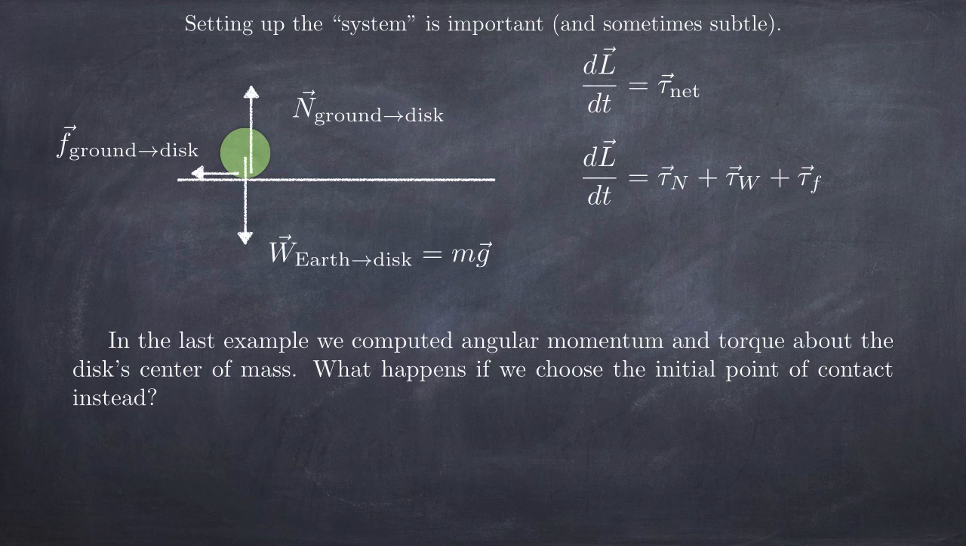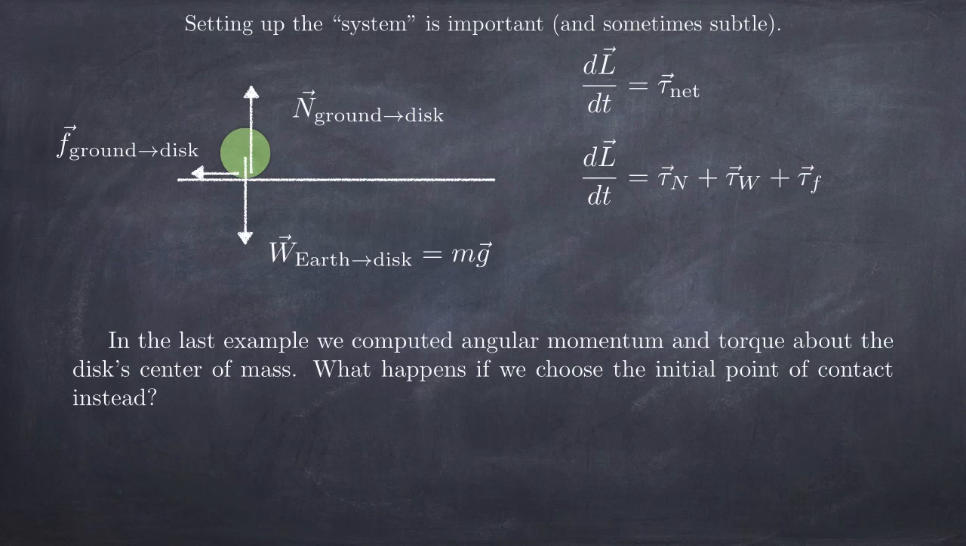Now, the normal force acts straight up, right? But about the point of contact, it actually produces 0 torque. The Earth pulls down, but again, about the point of contact, it produces 0 torque. But what about the frictional force? Last time, it did produce a torque because it was a distance r away from the origin, away from the point about which we were computing torques.